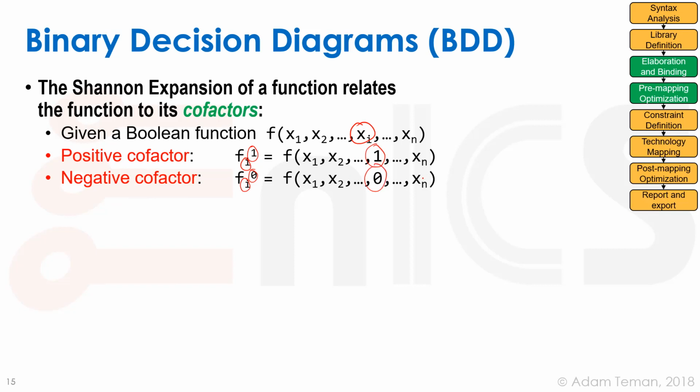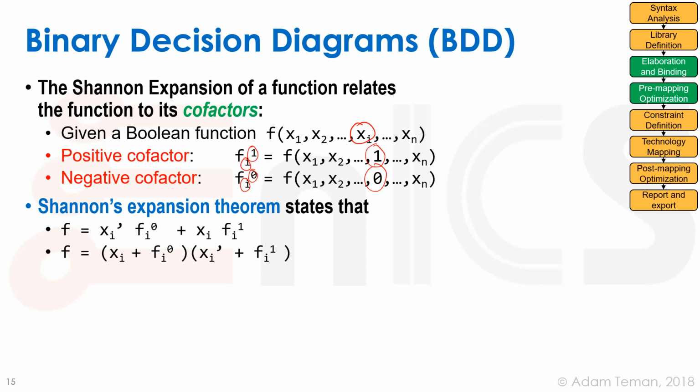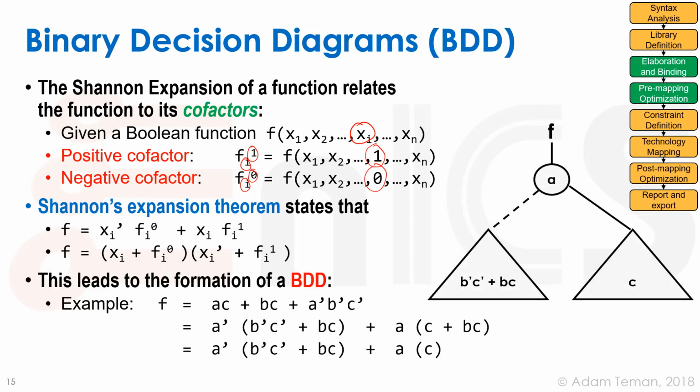and find out what the function is. So those are the cofactors, and what Shannon's expansion theorem states is that f is xi bar times the negative cofactor of i plus xi times the positive cofactor of i, or we can have a similar function down here. That's Shannon's expansion theorem. And why am I talking about this now? Because a BDD is exactly a representation of Shannon's expansion theorem.